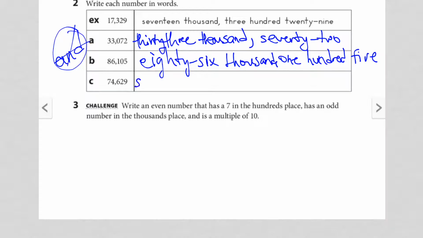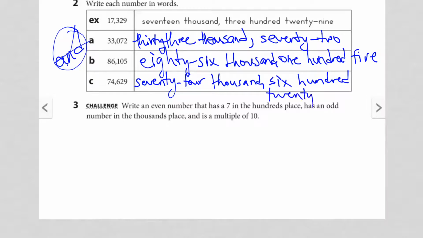And last but not least, we have 74,000, comma, 629.